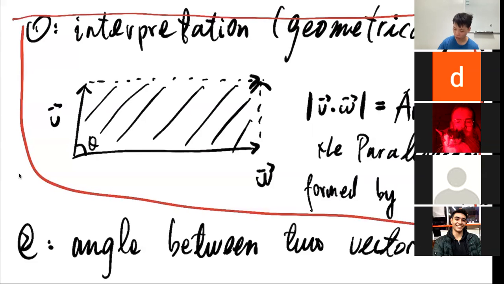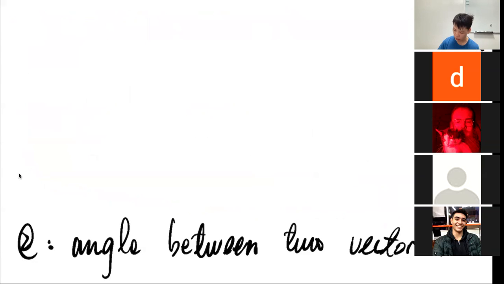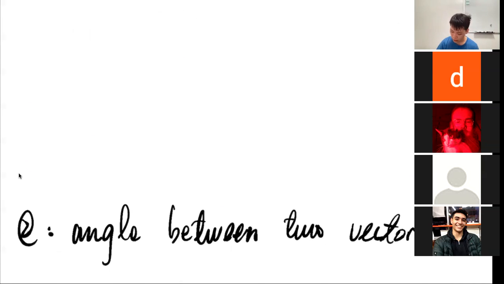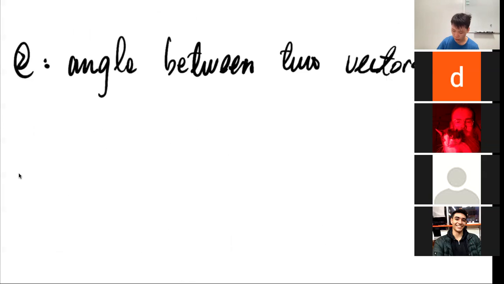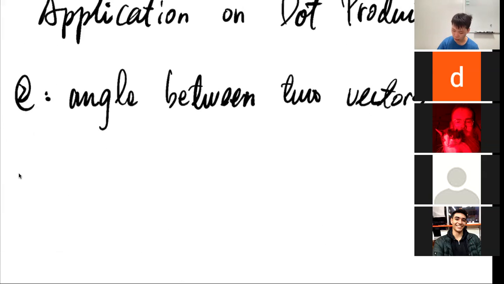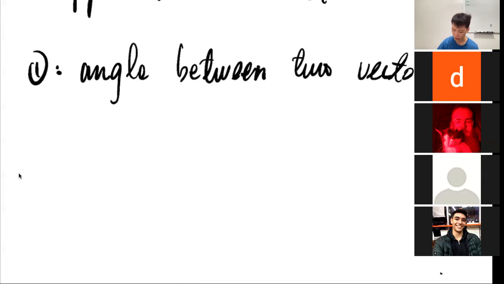No. I think I made a mistake. Scratch this part. The area of the parallelogram is not determined by the dot product, it's actually determined by the cross product. I'm so sorry about that. The dot product only deals with the angle between the two vectors. So sorry about that.